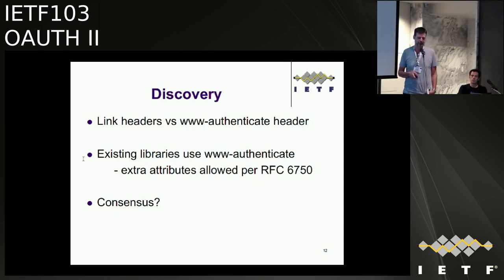Brian and I chatted about this yesterday and sort of looked at what the issues are in that. In 6750, the specification says that extra attributes are allowed. So the spec has said that you could have other things in there. Looking for some opinions from the working group, whether to use link headers or add other parameters in www authenticate.